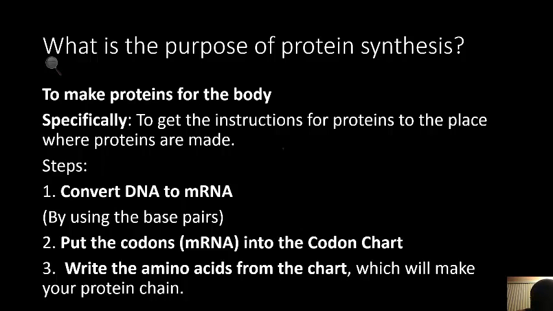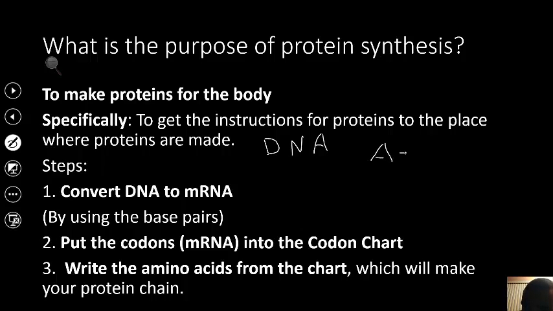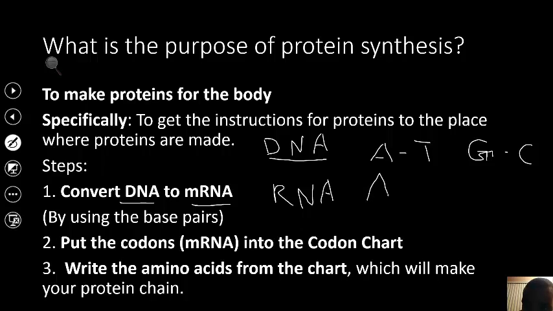Base pairs, remember when you're dealing with DNA, A, adenine will always pair up with T, thymine, and then G, guanine. That's supposed to be a G, everyone. G will always pair up with C. That's when you're dealing with DNA. All right. Now, when you're dealing with RNA, which is what we're going to be using, because we are converting DNA to mRNA, the base pairs will be slightly different. A will pair with U, uracil, and then G will still pair with C, cytosine. Okay, that's the only difference.